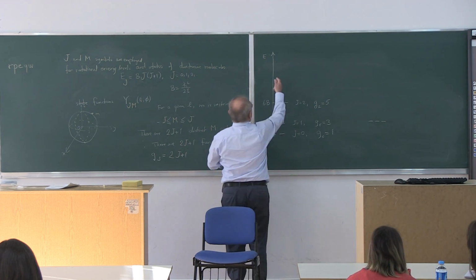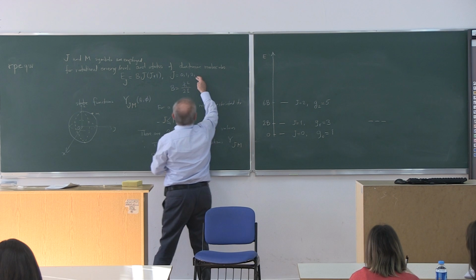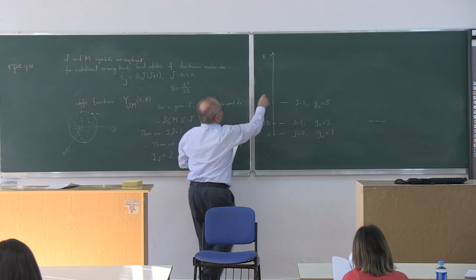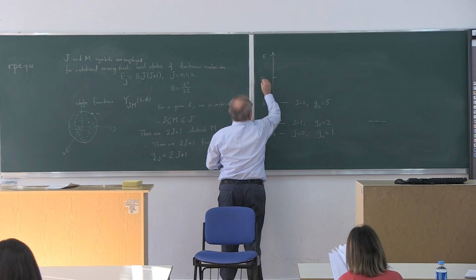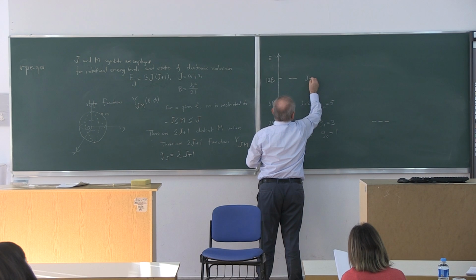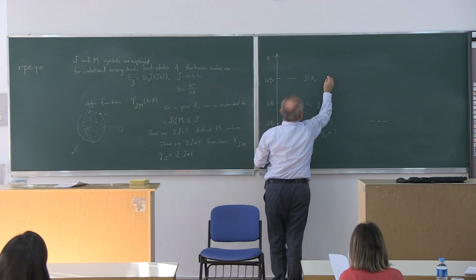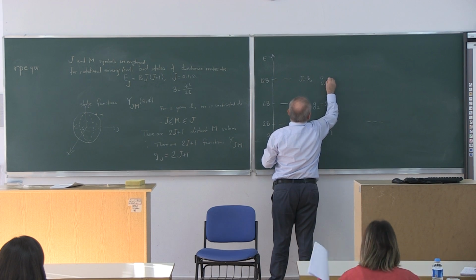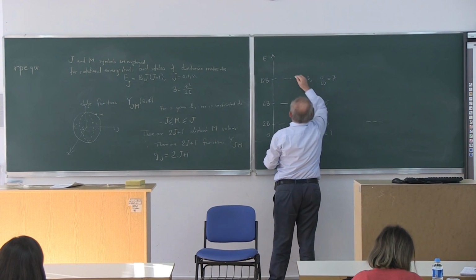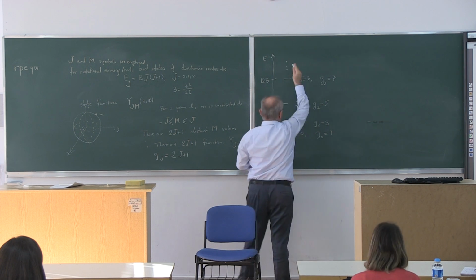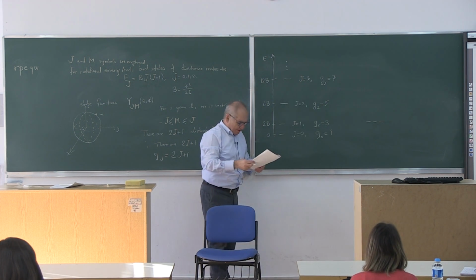Let us indicate one more energy level. The next energy level is when you put 3. 3 times 4 is 12. So here is 12E. This is for J equals 3, and degeneracy of this level is 7. We can continue like that to show all of the energy levels.